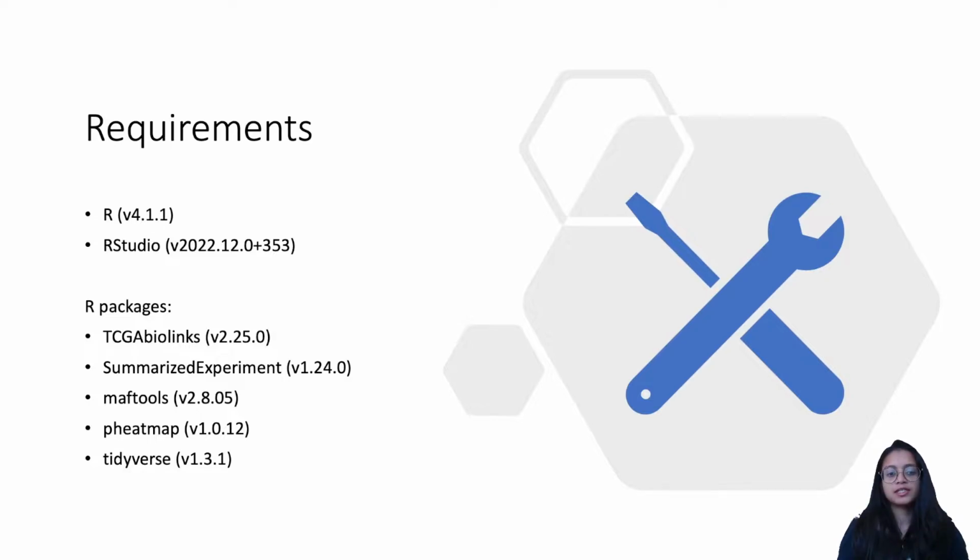So these are the packages that we'll require for today's demonstration. We will use the TCGAbiolinks package to download the data from the GDC Portal. We'll use SummarizedExperiment to access data from the SummarizedExperiment object, maftools to summarize and create visualizations for mutation data, ComplexHeatmap to visualize DNA methylation data, and tidyverse to wrangle the data.